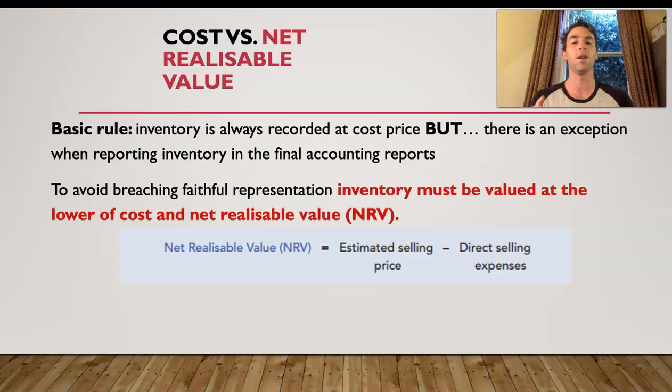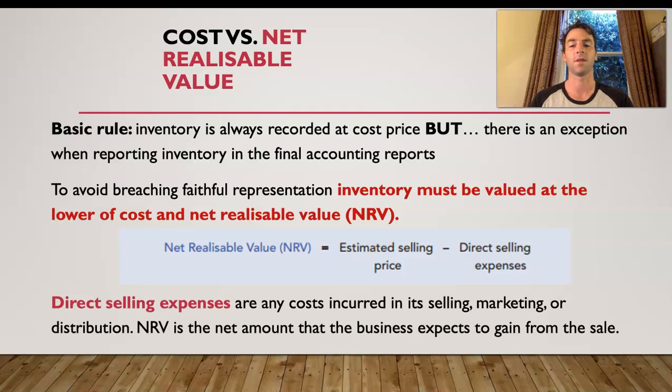What do I mean by net realizable value? And we're going to go through a couple of examples. It is the estimated selling price minus any direct selling expenses. Really important to write in your notes, this is your definition. What do I mean by direct selling expenses? Any costs incurred in the selling, marketing, or distribution of that product.